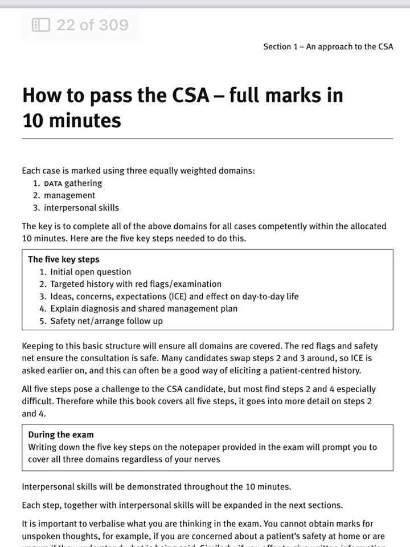So how to pass the CSA with full marks in 10 minutes. Each case is marked using 3 equally weighted domains: data gathering, management and interpersonal skills. The key is to complete all of the above domains for all cases competently within the allocated 10 minutes, and here are the 5 key steps needed to do this.